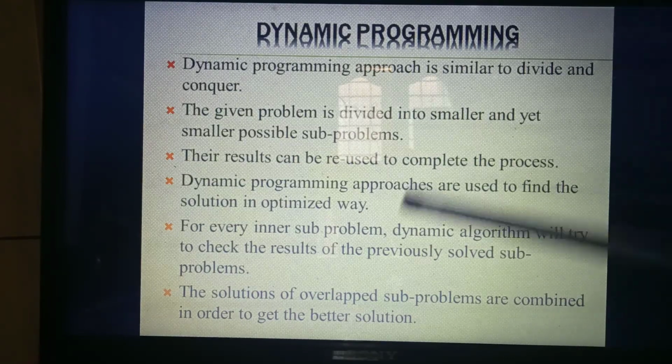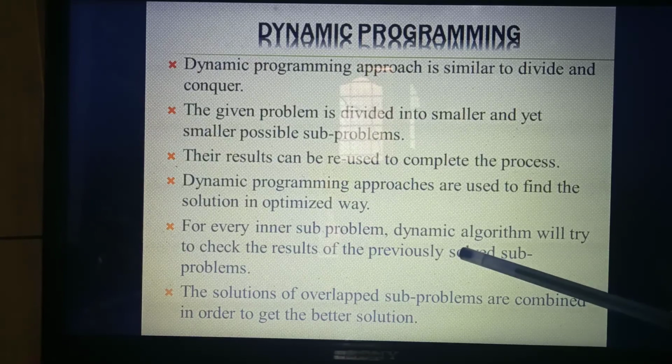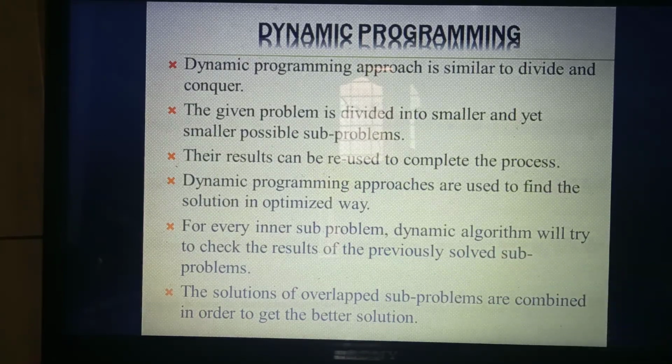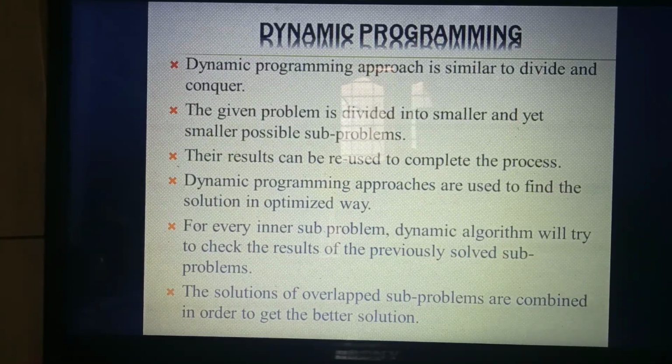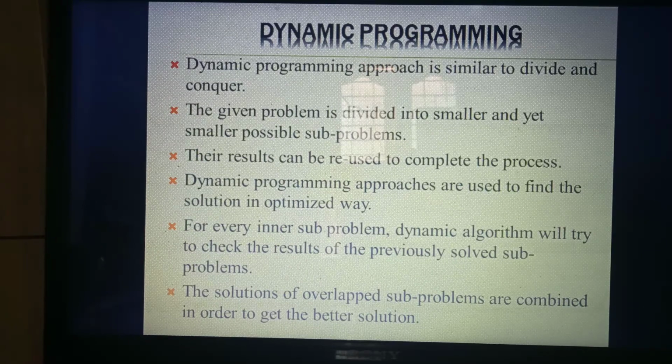Understand? So for every inner sub-problem, you check the results of the previously solved sub-problem. Understand now? Next one, the solutions of overlapped sub-problems are combined to give a better result. What's the meaning of that one? I need to get the average of 47 students' marks. If I need to get this average, I will combine all the 47 students' marks individually. Then only I will get the better solution. Understand? That is the meaning of overlapped sub-problems.